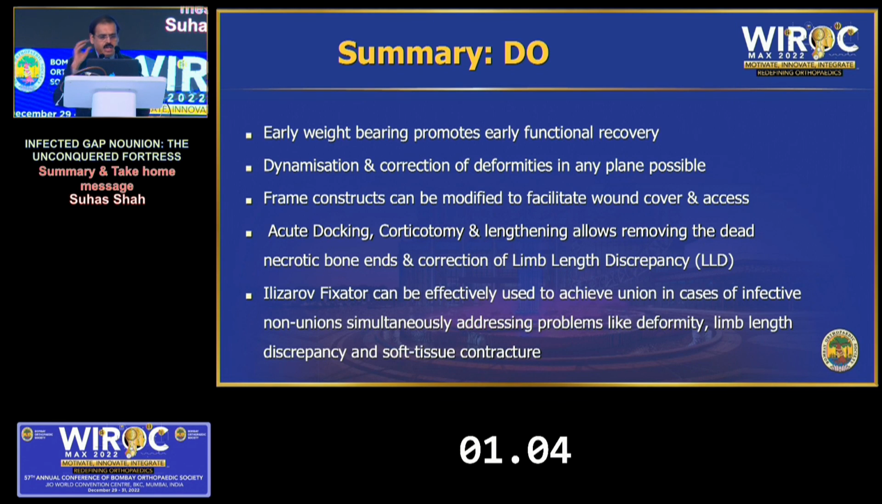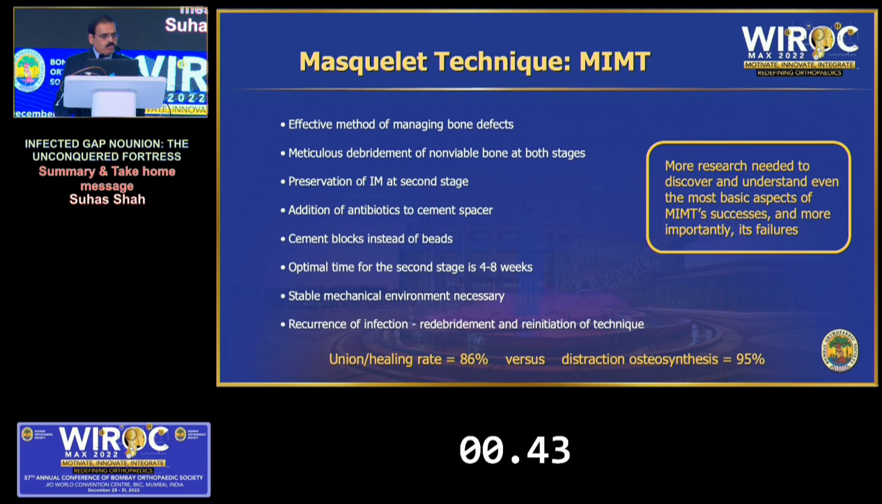So in summary, distraction osteogenesis helps early weight bearing, dynamization and correction of the deformities in any plane possible. Frame construct can be modified, acute docking, corticotomy, lengthening, always possible. So the Ilizarov fixator helps to achieve good results in infected non-unions, simultaneously addressing all the problems.